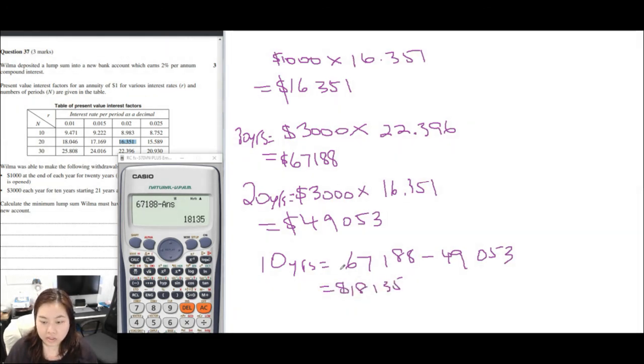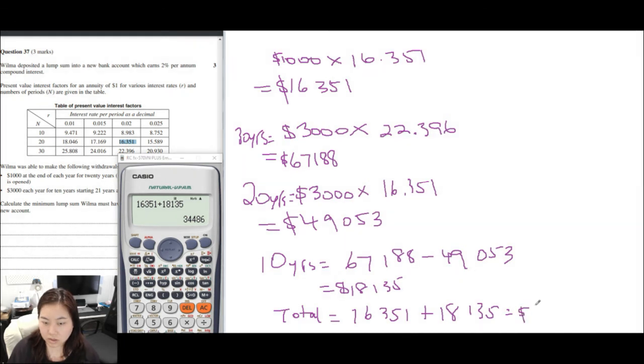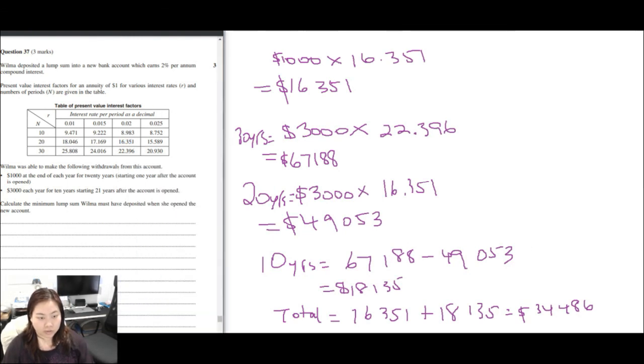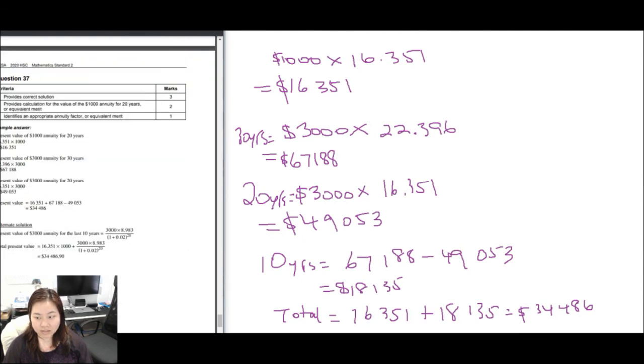Therefore, she needs a total of 16351 plus 18135. She needs $34,486 lump sum for her to be able to do this. Last question. Did I get it? $34,486. Woohoo! We finished it.